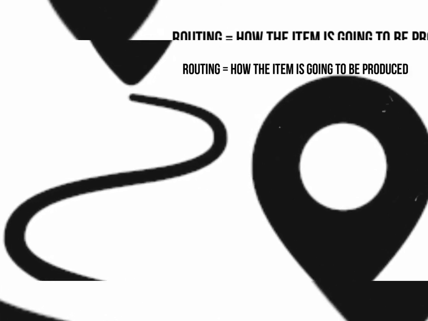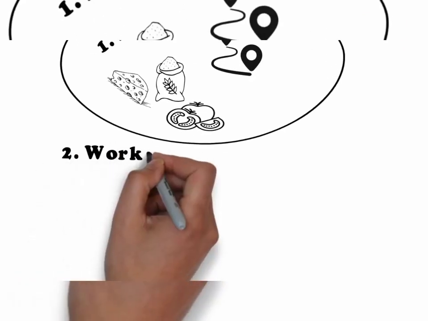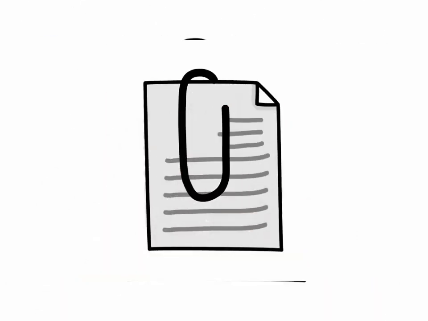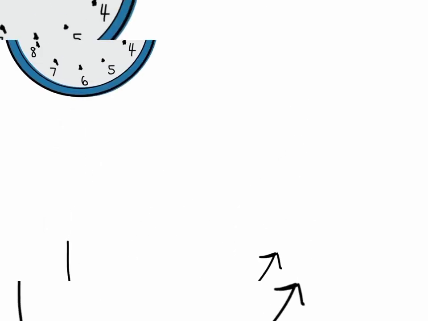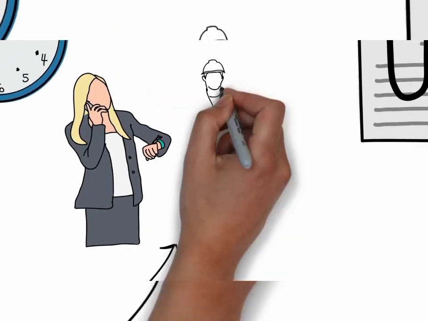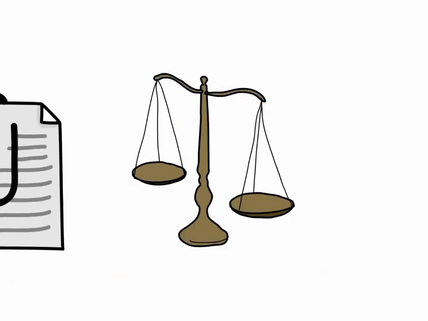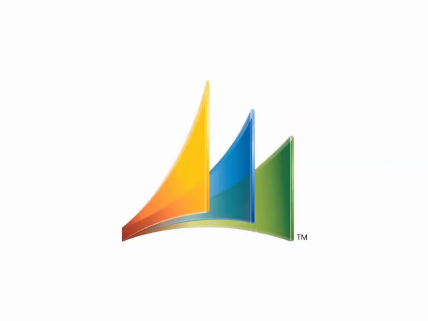In other words, routing is how the item is going to be produced. Then, you need to connect all the components into one product. Also, we need to define the workstations and workers which will be involved in the routing. We also need to check their availability, information about other work on the machines, and their capacity. What we also need, of course, is the right tool.